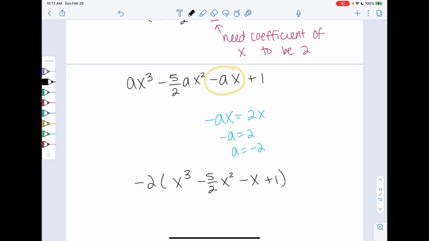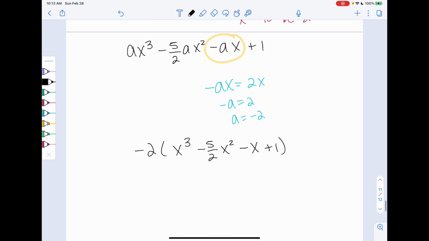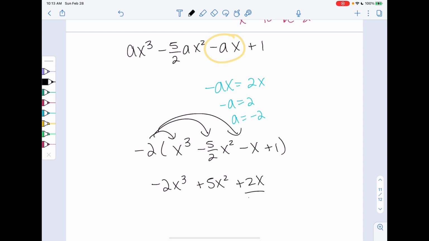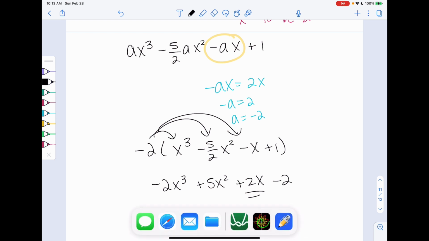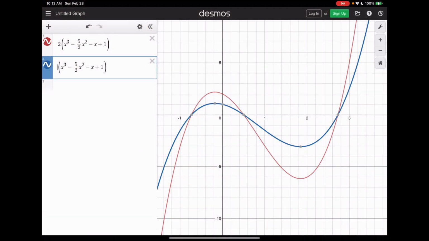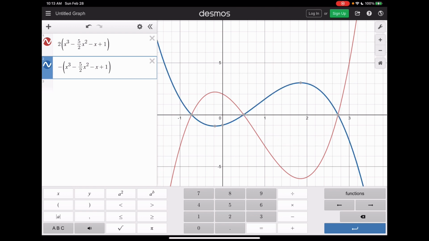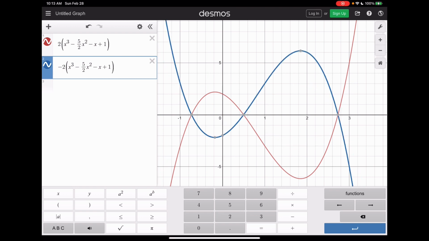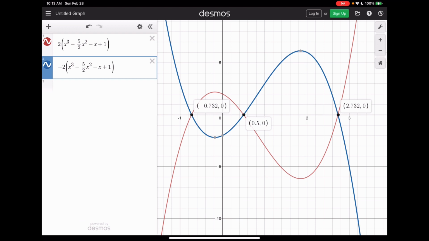plus 1. And you can leave it like this, or you could distribute the 2 to see this term of 2x. So negative 2x cubed, that would be positive 5x squared. And then here we go, we have that positive 2x, which was the condition we were trying to satisfy, and minus 2. So if we go back to Desmos and we put the negative 2 out front, that's the one it's looking for. So again, notice it has the same exact zeros, it's just a reflection of a different version. And that's number 42.